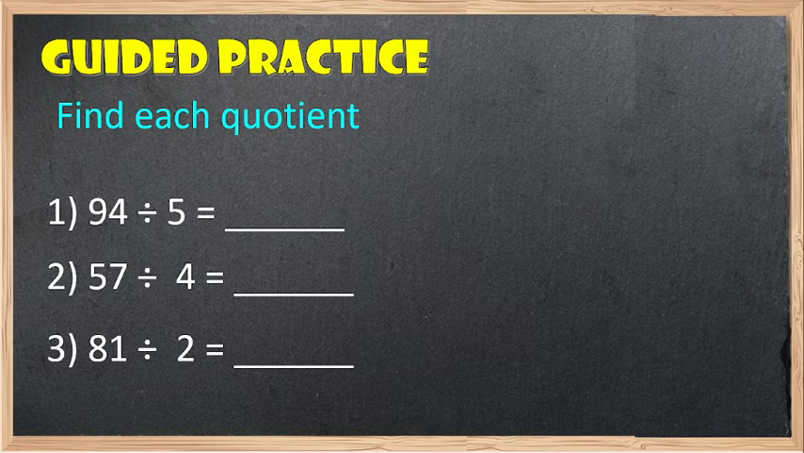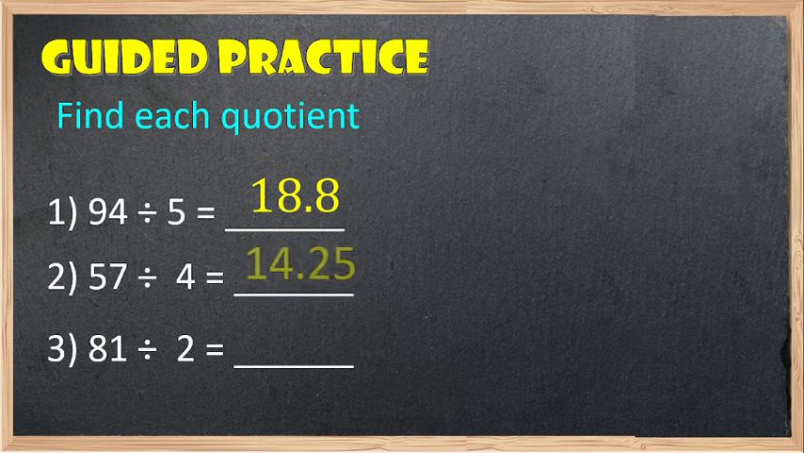Timer stop. Okay. Number 1, what do you think is the answer? Number 1, the answer is 18 and 8 tenths. So I hope you got the correct answer. Number 2, the answer is 14 and 25 hundredths. Correct. Number 3, the answer is 40 and 5 tenths.